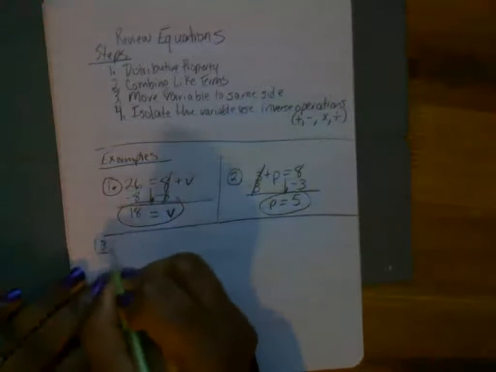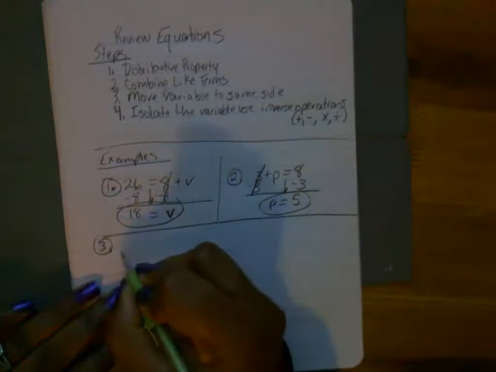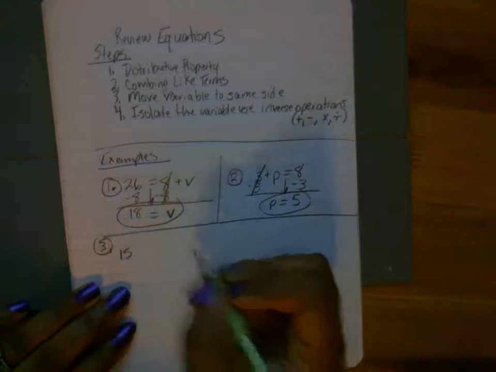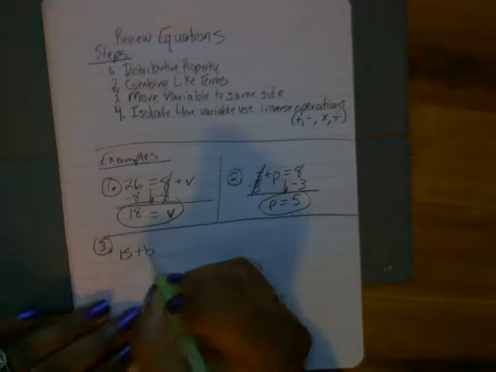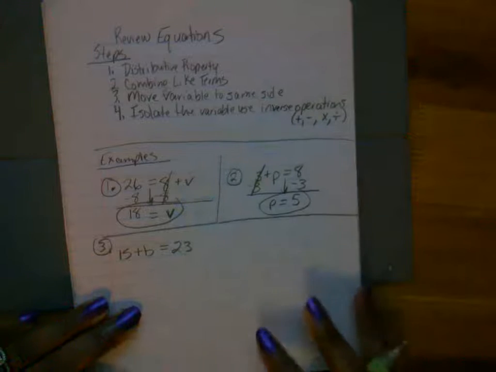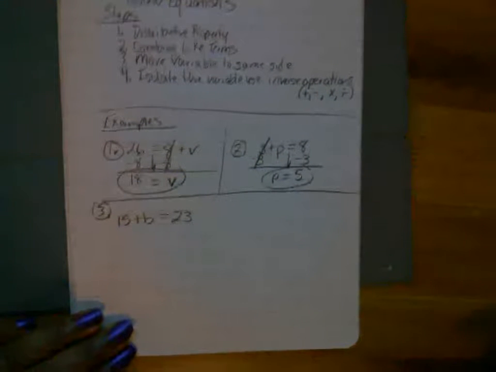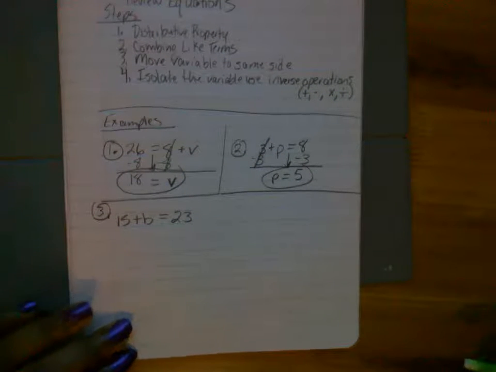Number 3. We have 15 plus b is equal to 23. I want to give you a minute to do that one on your own. Let's see what we got.